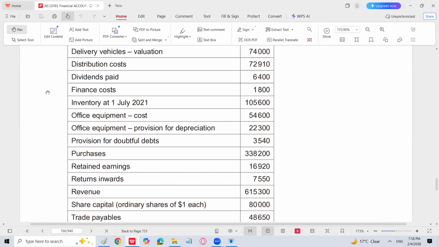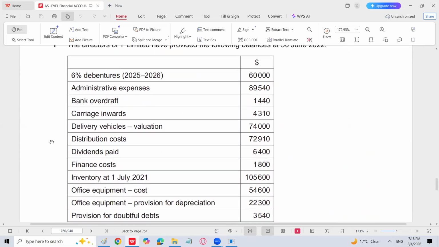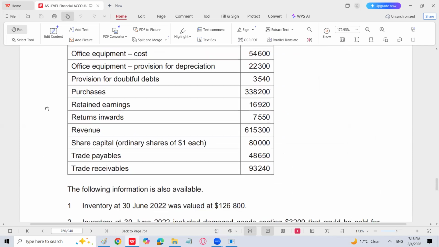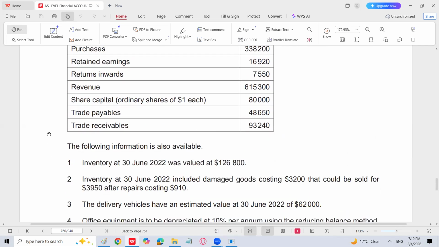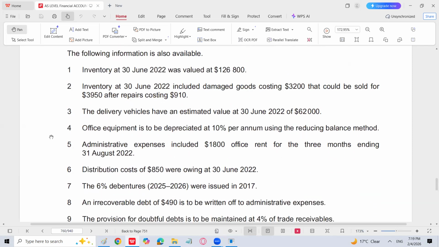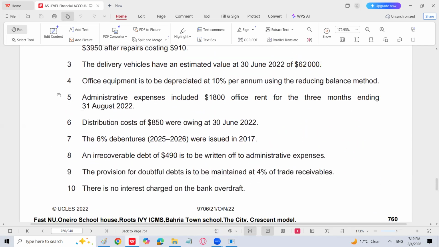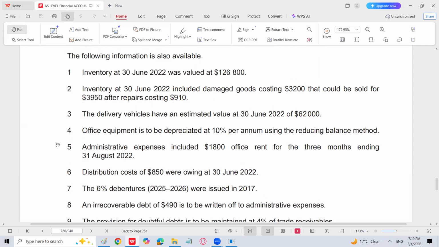The data is given from the top: 6% debenture, expenses, non-current assets, retained earnings, returns inward, trade payable, trade receivable, and some adjustments are also given. Let me read the adjustments first. Inventory at 30th June was valued at 126800. This is closing inventory, subtracted from cost of sales, and it will also come in the current assets.